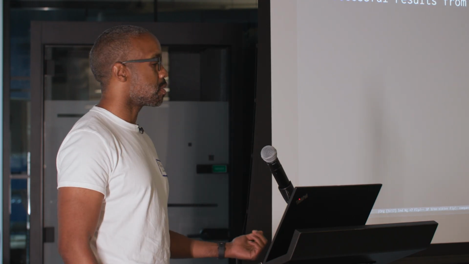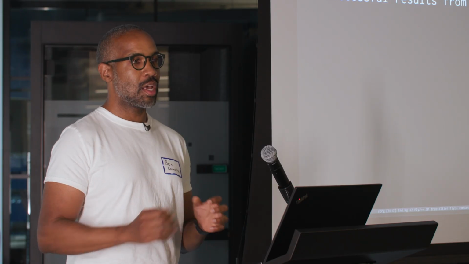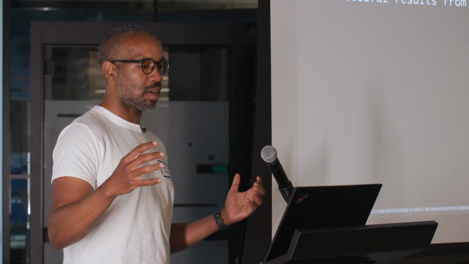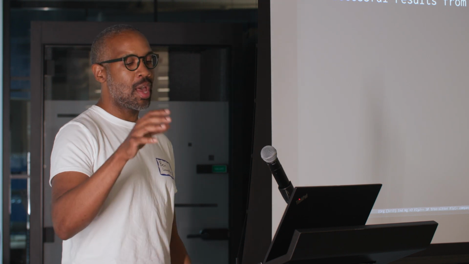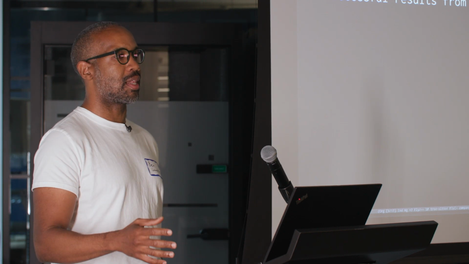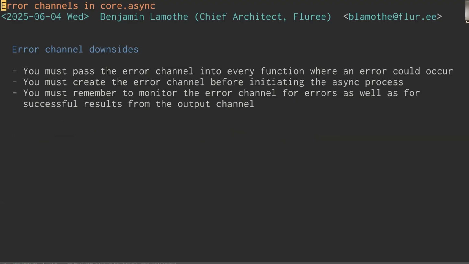There are some downsides. The downside is that you have to pass the error channel into every function. And so your function signature has one extra argument. And everywhere that could throw, it goes all the way down the call stack. A lot like in a Java API, every function that can throw, you have to add that throws argument. And so it's a little thing that you just have to keep doing.